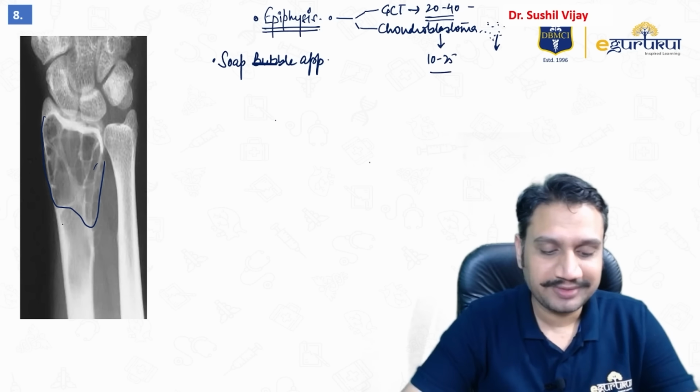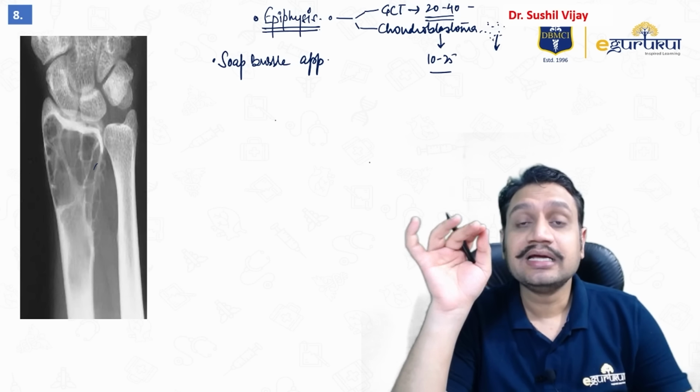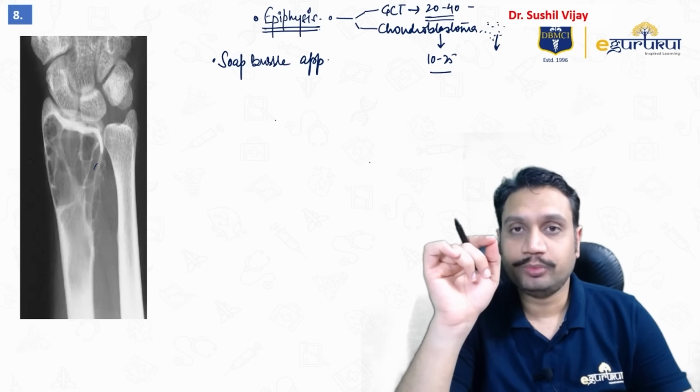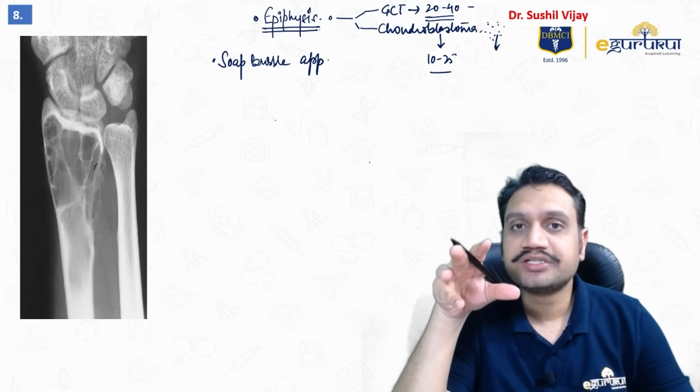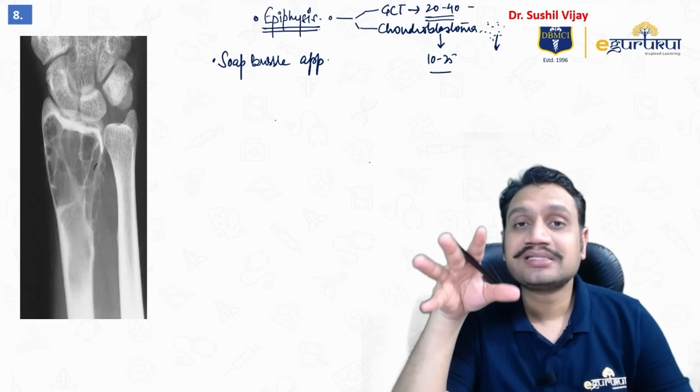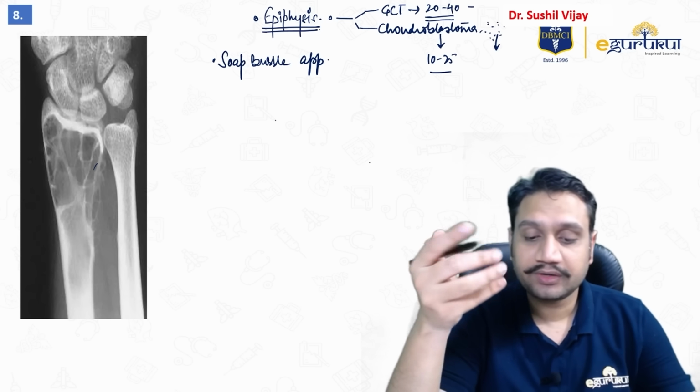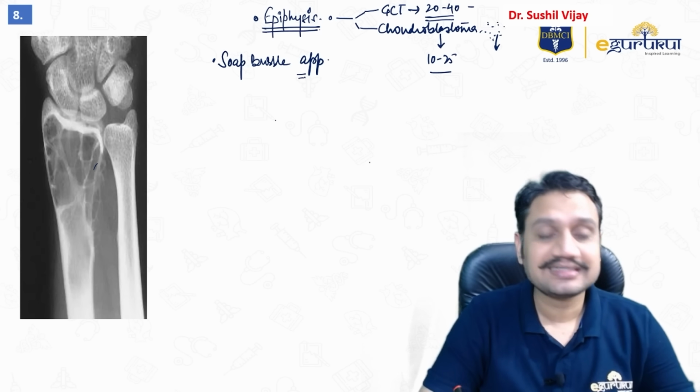whenever they give you one tumor, if they want you to identify it radiologically or pathologically, please see the location of that tumor. If you are able to identify the location, then your answer becomes pretty easy, whether you have to answer from epiphysis or metaphysis or from the diaphyseal area. Okay, so this is soap bubble appearance and giant cell tumor.